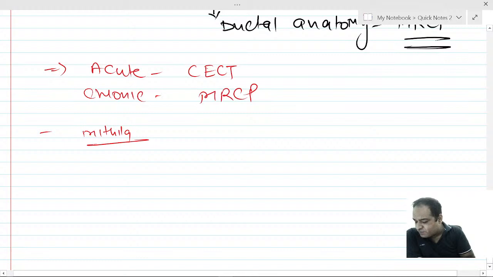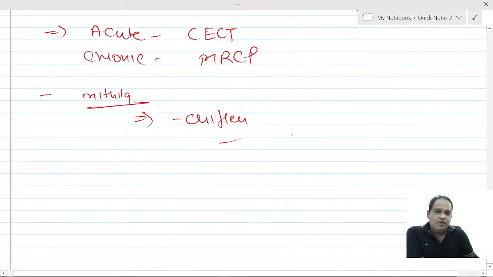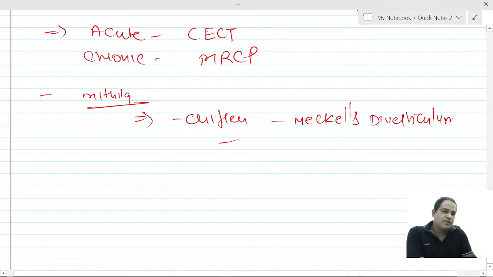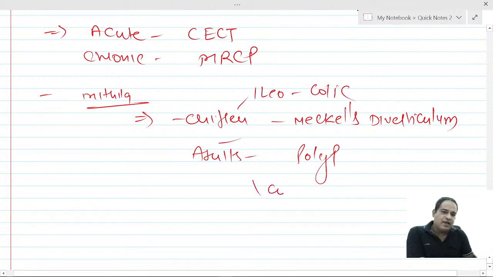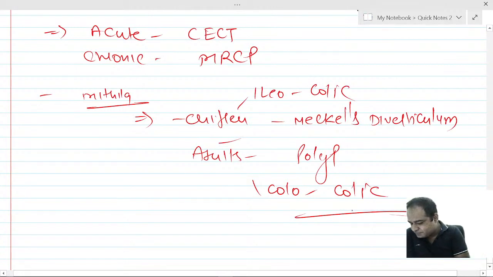most common cause of intussusception in children and adults. In children, the most common lead point would be Meckel's diverticulum. In adults, it's usually going to be a polyp. So here it is ileocolic, and here it is colocolic when we talk about the elderly adults.